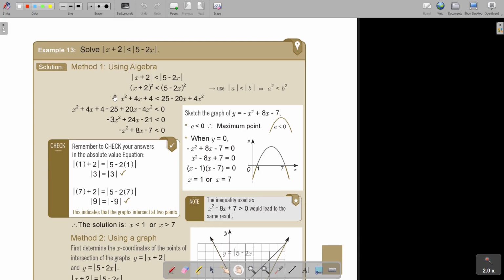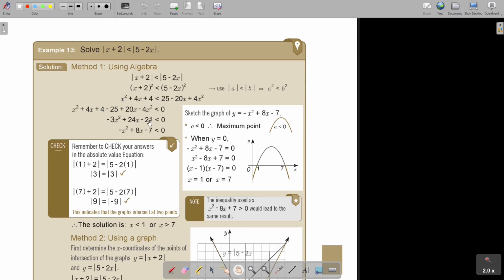Now, there are two methods. I'm going to do just method 1 because I think it's the easiest method, but I want to show you that you can also use another method. So, using algebra, to get rid of the absolute value bars, I square both sides. As soon as I square both, I get rid of them. Then I simplify that. Remember, it's an inequality. Then I take everything to one side if it's a quadratic inequality.